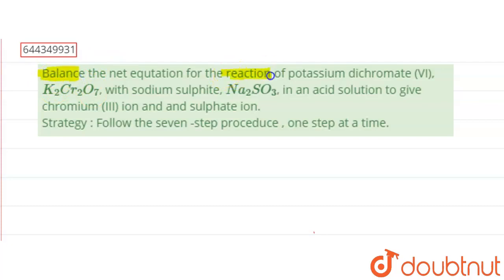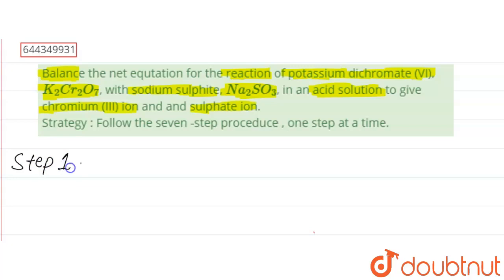The question says balance the net equation for the reaction of potassium dichromate, K2Cr2O7, in which the oxidation state of chromium is +6, with sodium sulphite, Na2SO3, in an acidic solution, to give chromium 3+ ion and the sulphate ion. We have to follow step by step. So let us start. First of all, in step 1 we have to write the skeleton ionic equation.